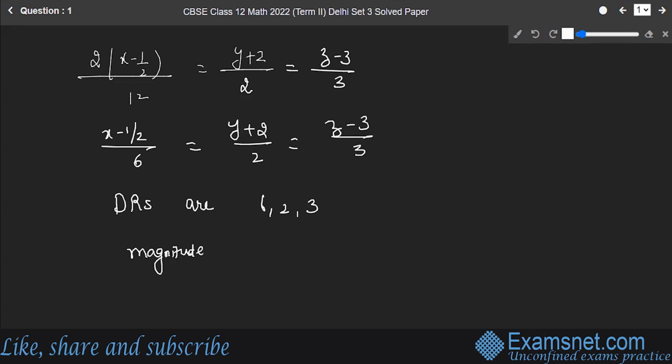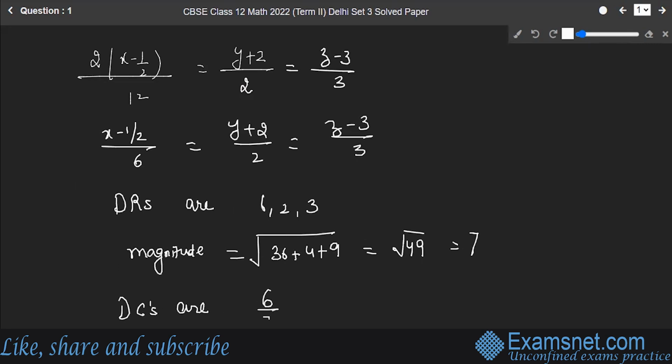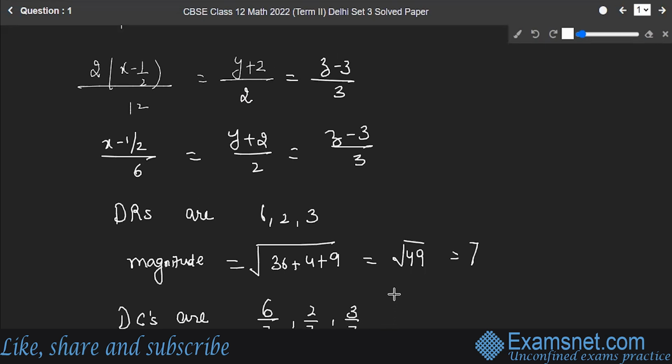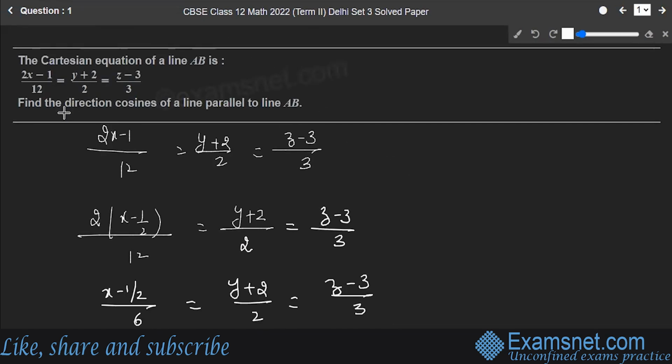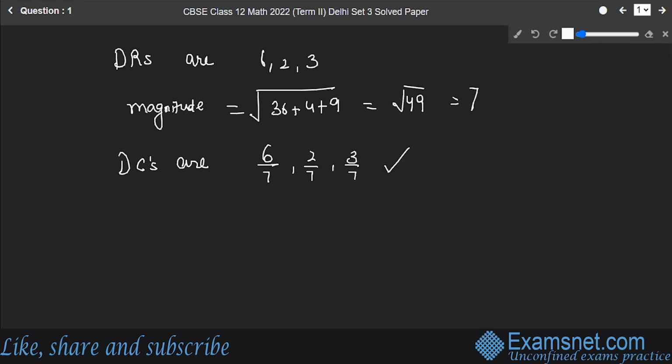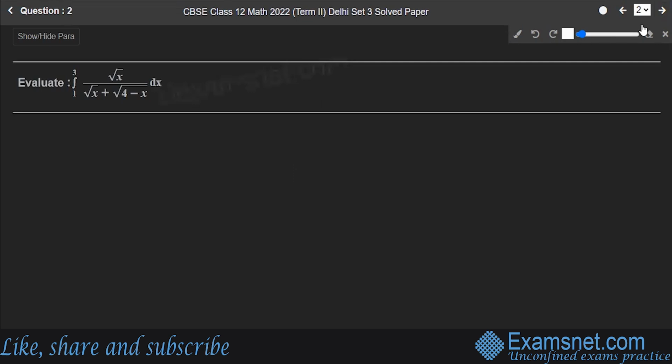So the direction ratios are 6, 2, and 3. What is the magnitude of it? This is root of 6 squared, 36, plus 2 squared, 4, plus 9, which is 7. And direction cosines are given by 6 upon 7, 2 upon 7, and 3 upon 7. This is what you needed to find out in the question: find the direction cosines of the line parallel to AB. So the line parallel to AB will have the same direction cosines as this: 6 by 7, 2 by 7, and 3 by 7. Hope you got that. Next is question number 2.